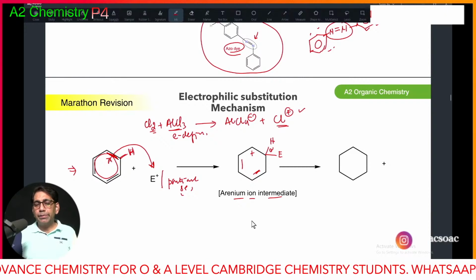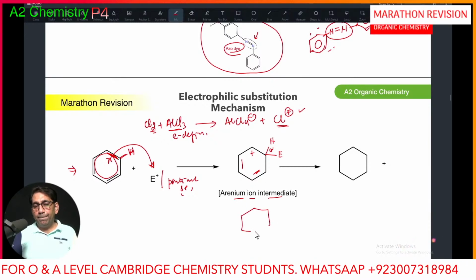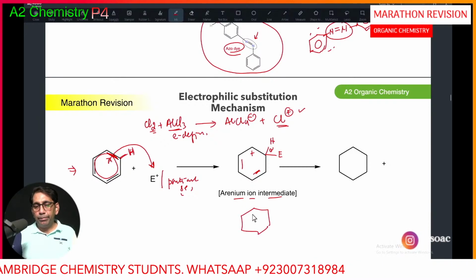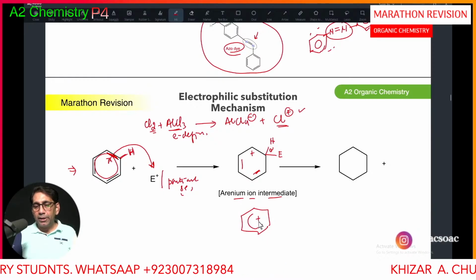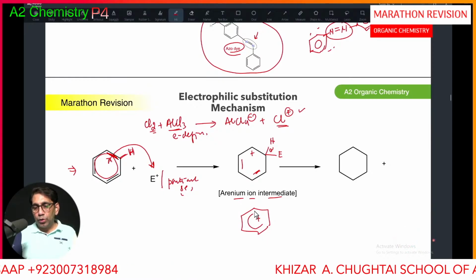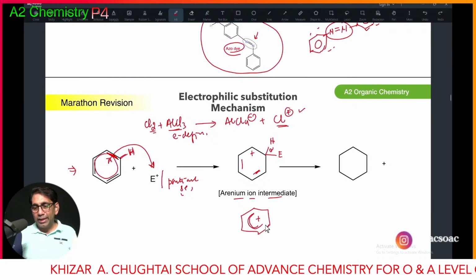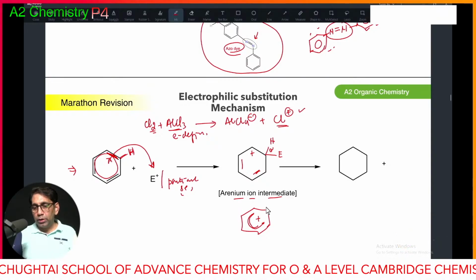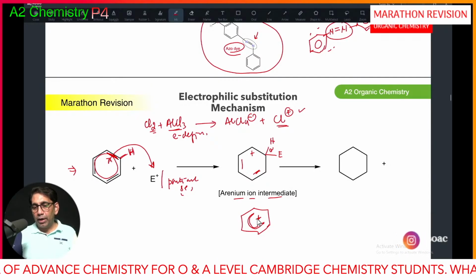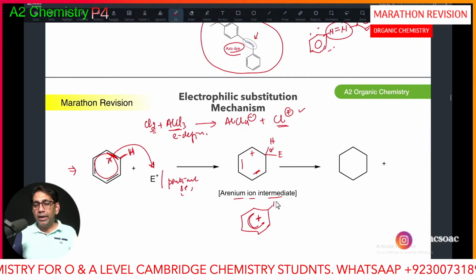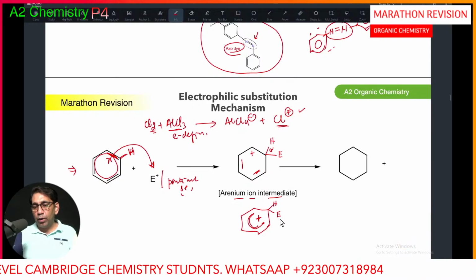You can also write this molecule like that. So you will start this curve from this carbon till this carbon, not including this carbon, and you will write the positive charge over here. And here is the hydrogen, here is the electrophile over here.